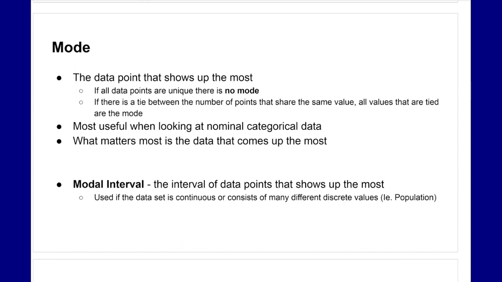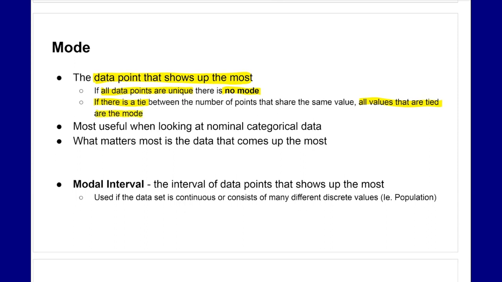Lastly, we have the mode, and the mode is the data point or the value that shows up the most. There are some specific scenarios depending on what could happen. If all data points are unique, then there is no mode. If everything is unique, there's no repeats, no double ups, no triples, we say there's no mode. If there is a tie, all values that are tied are the mode.